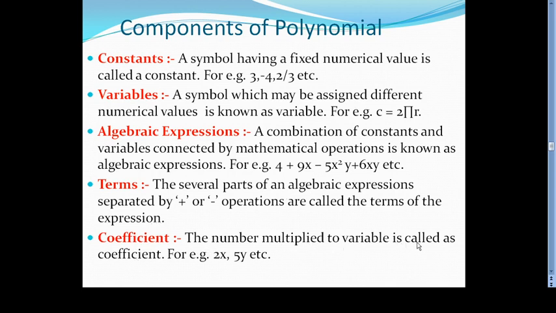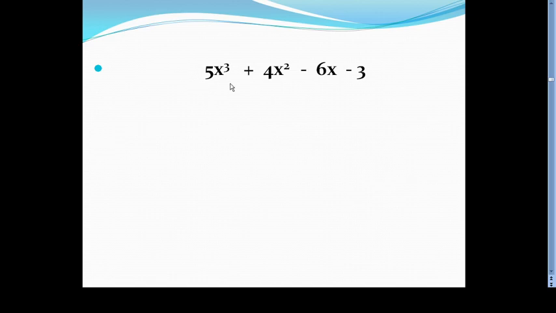Now, coefficient. The number multiplied to a variable is called a coefficient. So look at the example: 2x, 5x, this is variable x, this is variable y, and whatever number is multiplied with them is called its coefficient. So in 5x square, what is the coefficient? 5. And in 9x, what is the coefficient? 9. In 6xy, what is the coefficient? 6, like this.